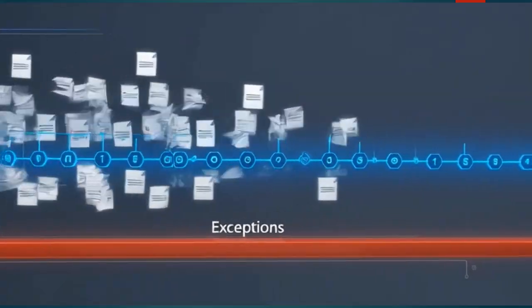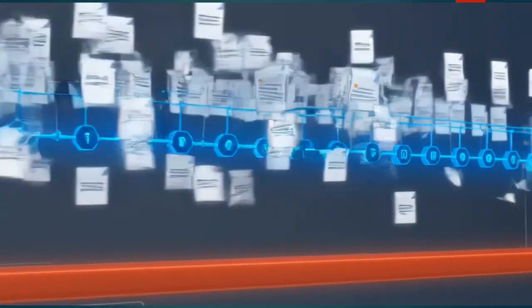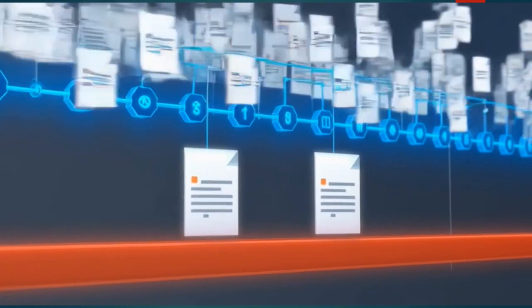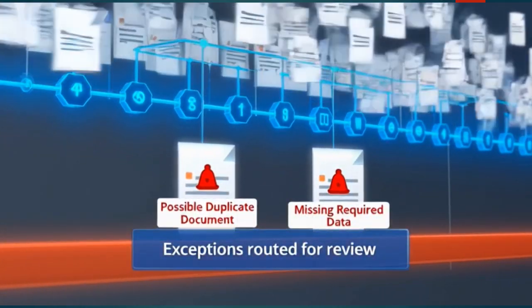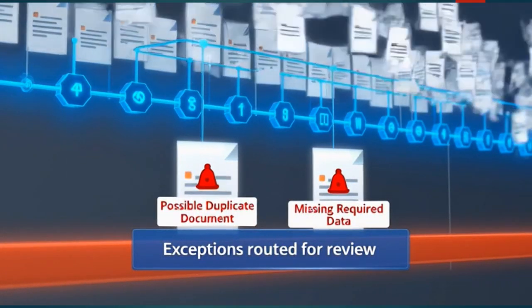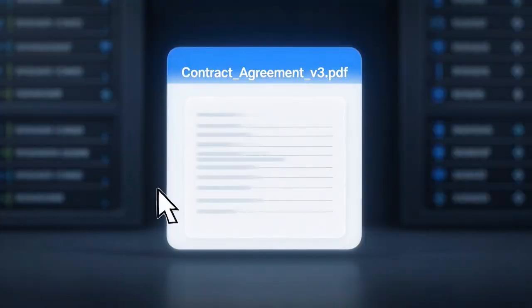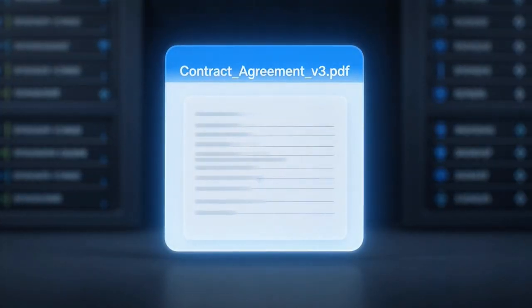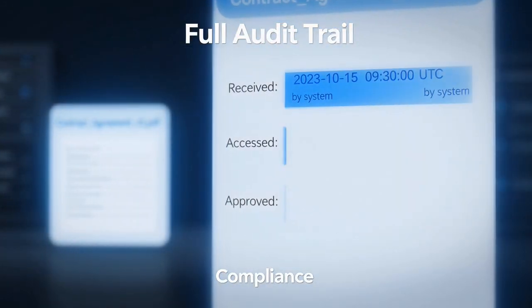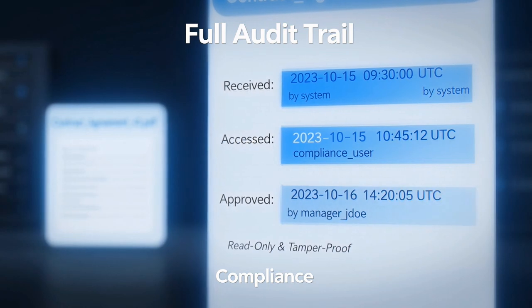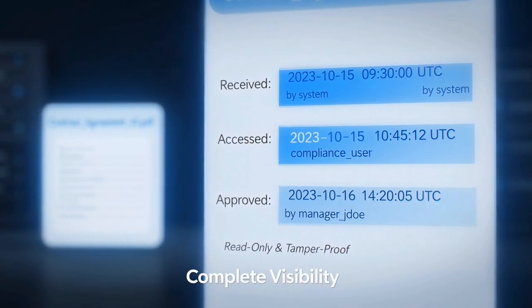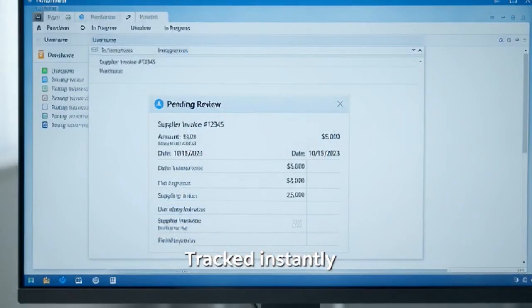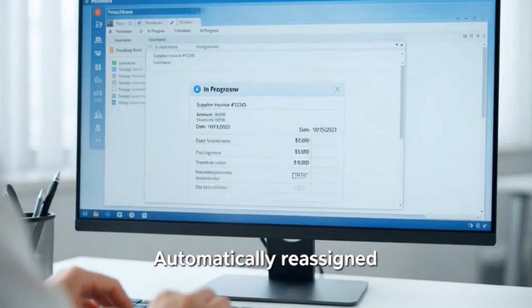DocuWare processes hundreds of documents automatically. When exceptions appear, they're flagged and routed for review, while the rest of the work continues without interruption. Every document is tracked the moment it comes in, and if it's not handled in time, it's automatically routed so nothing gets missed.